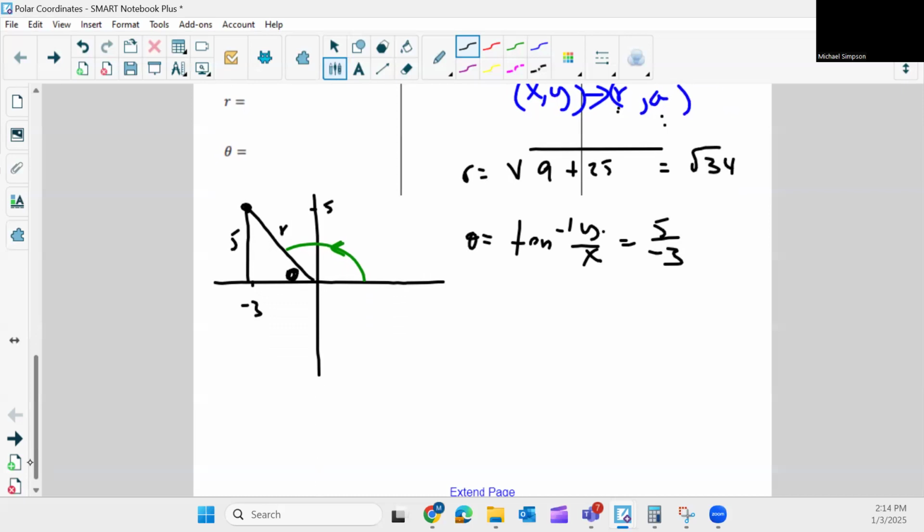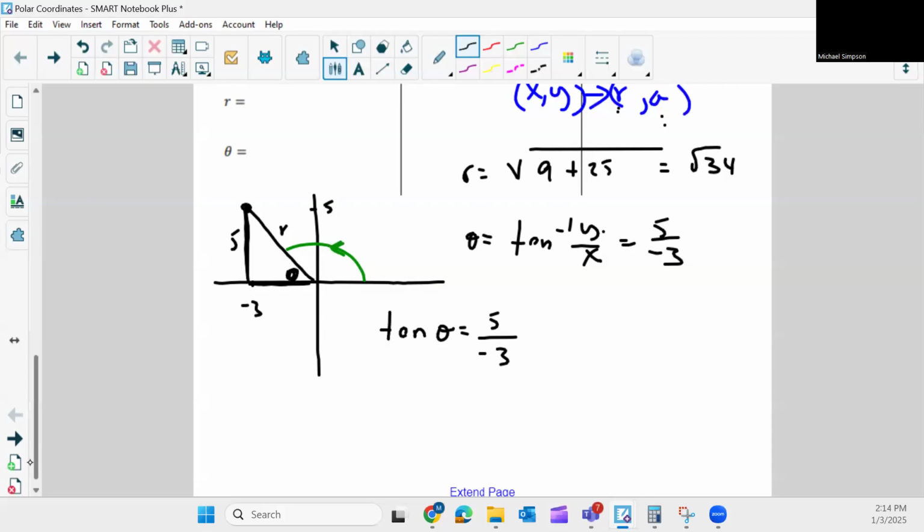All right. So how do we get to that? Now I want to find the angle right here. Well, what do I have here? I have the opposite side and the adjacent side. Which trig function can I use to get an angle? Tangent. So tangent of the angle theta is equal to the opposite side, which is 5. That is your y value. Over the adjacent side, which is your x value.